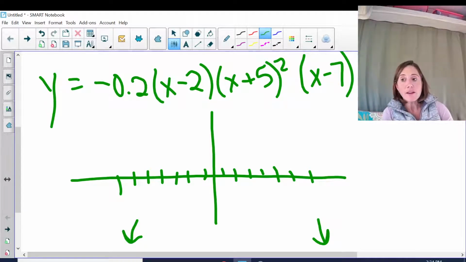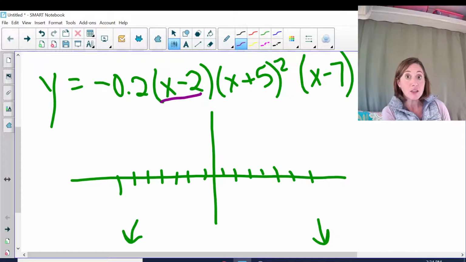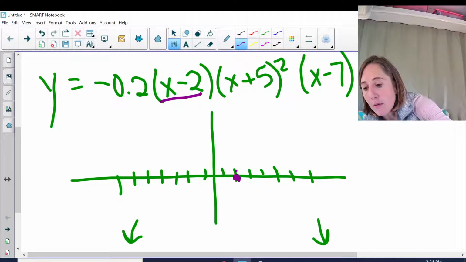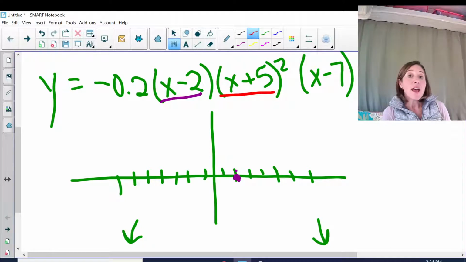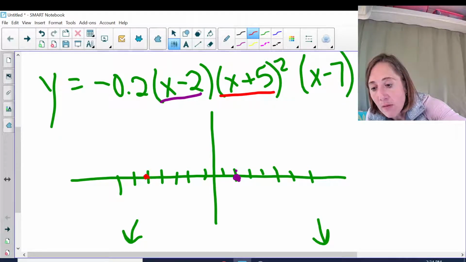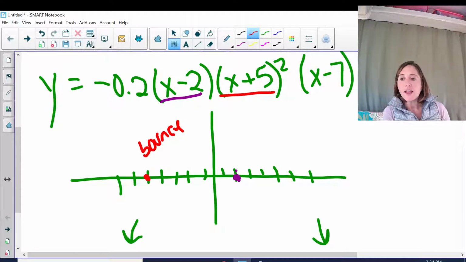Okay, now let's see if we can figure out our roots. And I'm going to color code them. So this factor, the x minus 2, what x value would turn that factor to a 0? Well, that would be a 2. So I'm going to put a purple dot right here. What x value would make that x plus 5 factor turn to a 0? Well, that would be a negative 5. So 1, 2, 3, 4, 5. This one. And this is going to be a bounce. It's a double root. So you're going to see it bounce off of the graph there.